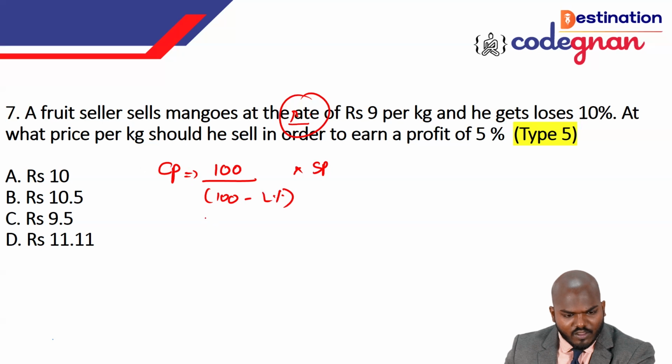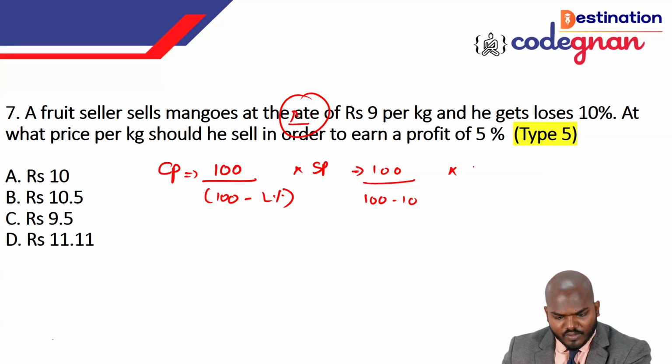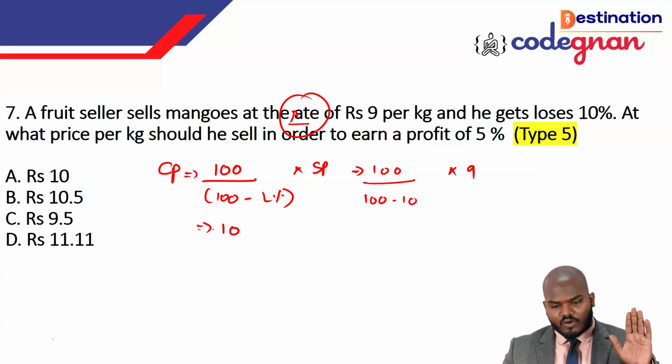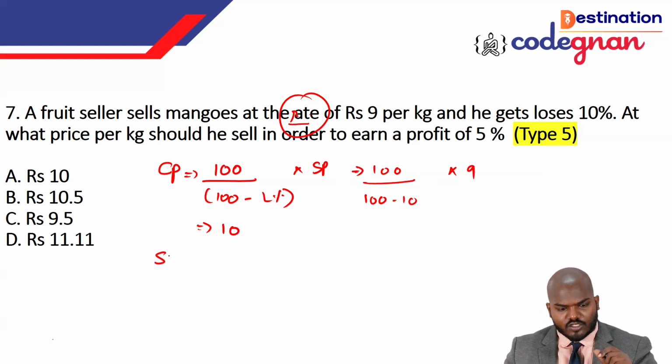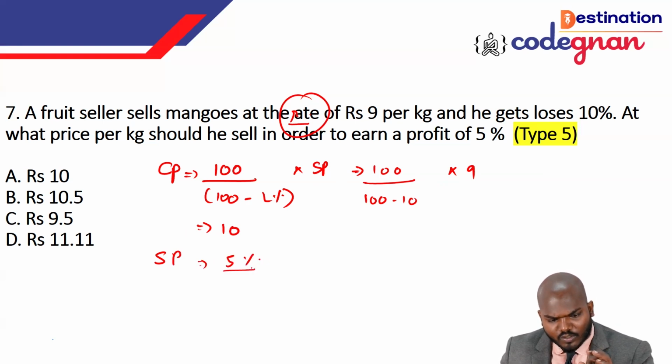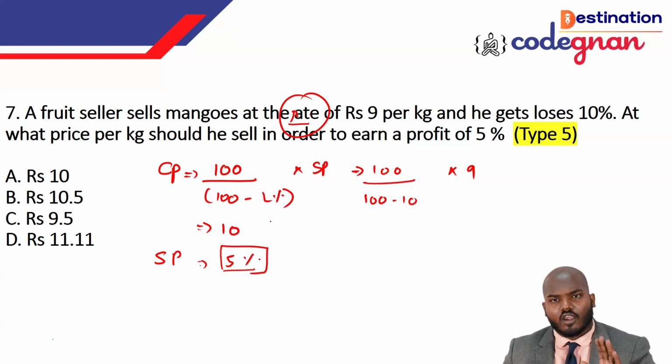If you apply that, we get 100 by 100 minus 10, times 9. If you calculate this, the cost price you will get is 10. Okay, now you want to earn, so they are asking how much you want to earn. With respect to the selling price, you are making a 5% profit. In all profit and loss problems, the cost price is the core thing, you just want to make it up there.